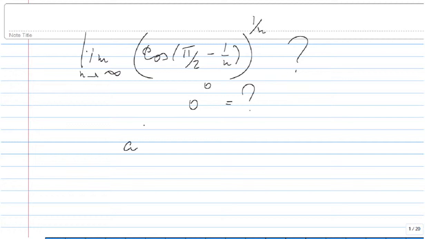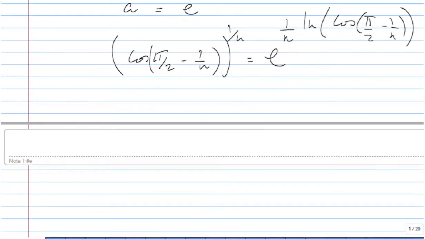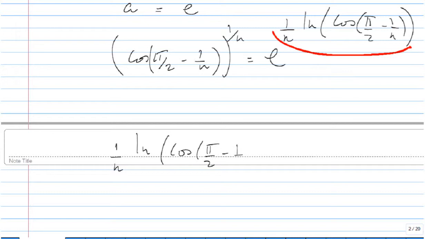So we are going to use the formula a to the power b equals e to the b ln of a, and this will give me that cosine of pi over 2 minus 1 over n to the power 1 over n is e to the 1 over n ln of cosine pi over 2 minus 1 over n. So as you can see now, the focus will be only on this part, okay? So we need to pay attention to 1 over n ln of cosine pi over 2 minus 1 over n.